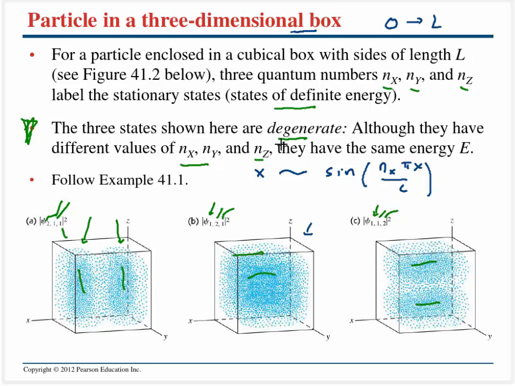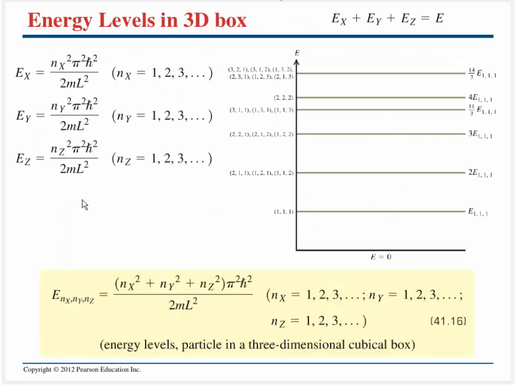One important thing to keep in mind about degenerate states is that the electrons cannot have the same quantum numbers. So we can't have nx equal to 1, ny equal to 1, and nz equal to 1 for more than one electron. So electrons can't share the same quantum numbers.